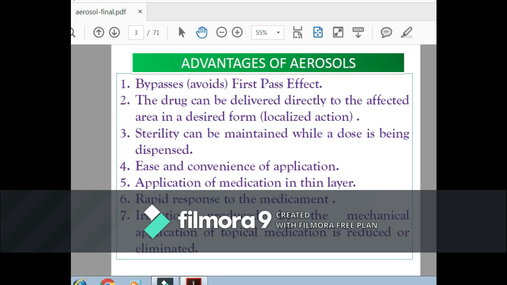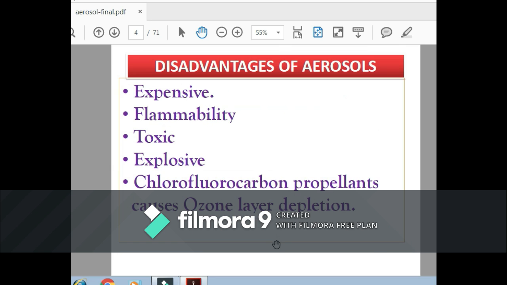Then another advantage of your aerosol is that compared to an ointment, when we apply aerosols onto the skin, there is no kind of irritation. Or when we apply a powder, we have to rub that powder. Sometimes the particles of that powder may cause irritation to your skin, or an itching feeling may be possible. But in the case of aerosols, such irritation is eliminated.